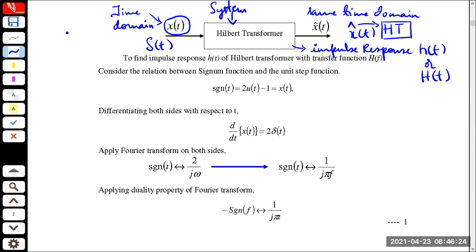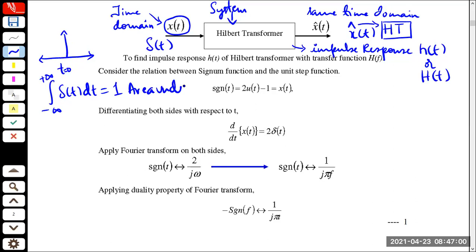Delta of t. So delta of t is a signal which is only defined at t equal to 0. At what value? At t equal to 0, such that its area, if I try to calculate the area of this impulse function, it will be equal to what? 1. So integration from negative infinity to positive infinity of delta of t dt indicates the area under the curve.